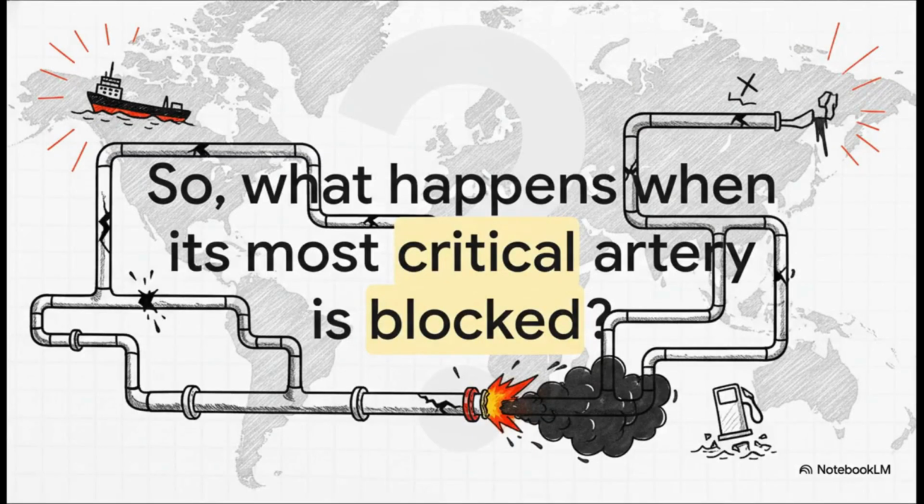And that brings us to the big question. This system is absolutely massive, but it's also fragile. It relies on a few critical arteries to keep everything flowing. So what happens when one of them gets blocked? And let me tell you, this isn't some hypothetical question. It's exactly what we're seeing play out as we speak.